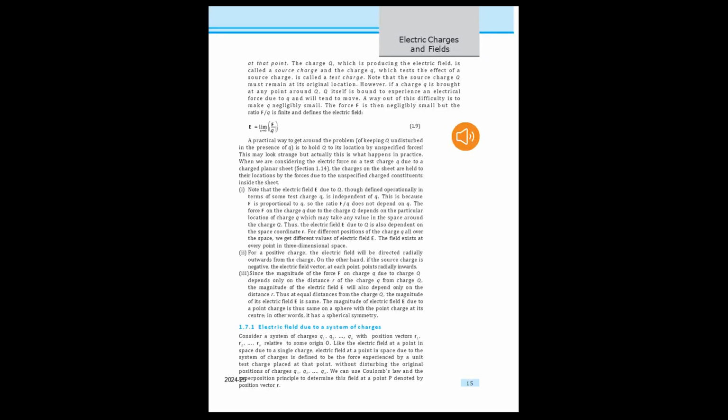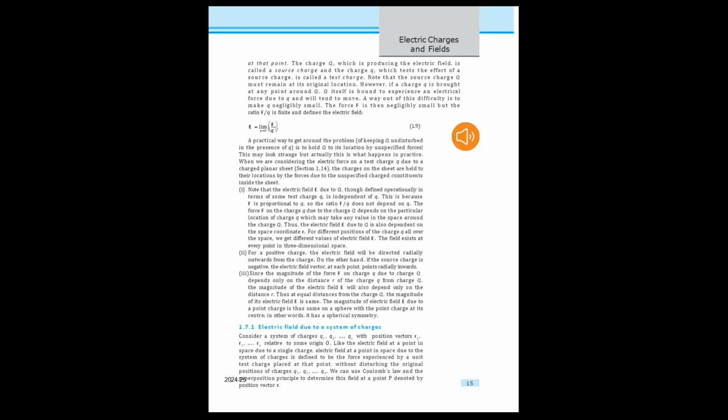Note that the electric field E due to q, though defined operationally in terms of some test charge q, is independent of q. This is because F is proportional to q, so the ratio F by q does not depend on q. The force F on the charge q due to the charge Q depends on the particular location of charge q, which may take any value in the space around the charge Q.